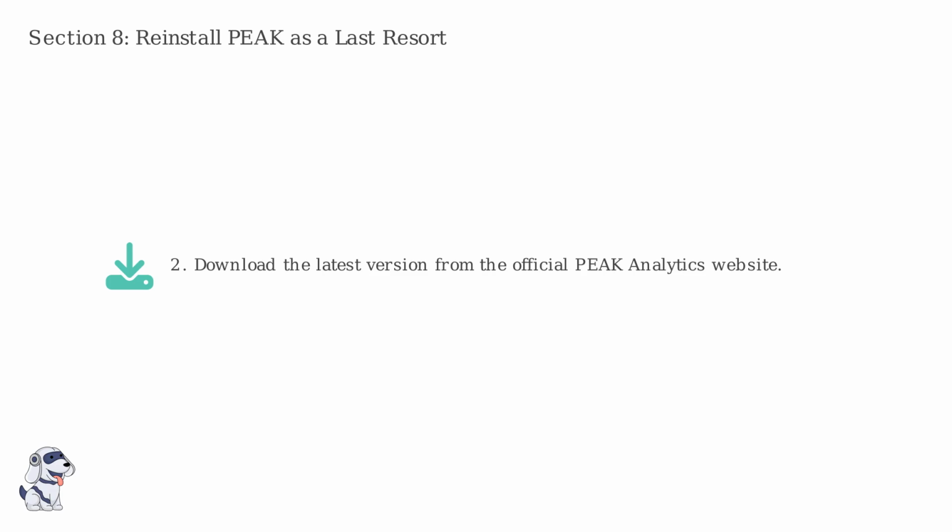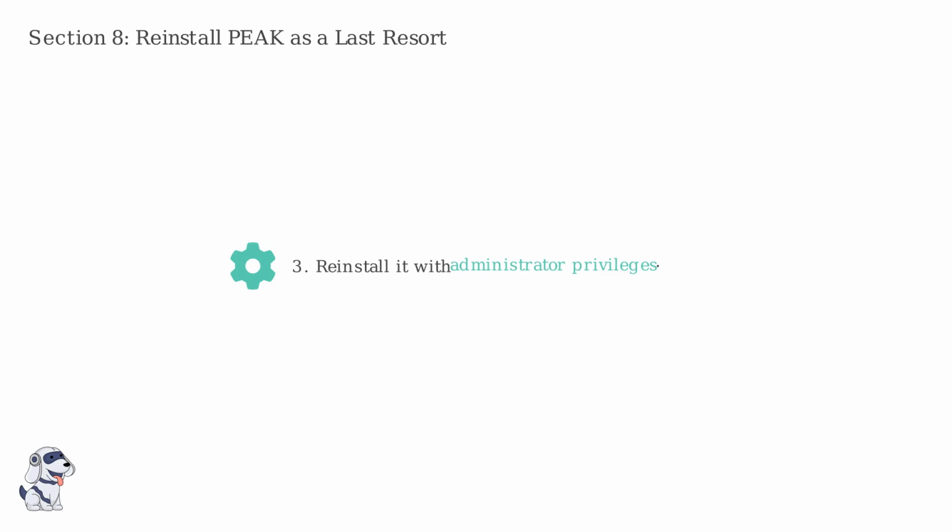If all previous steps have failed, consider a clean reinstall of Peak as a last resort. First, uninstall Peak completely from your system to remove any corrupted files. Next, download the latest version directly from the official Peak Analytics website. Then, reinstall the software, ensuring you have administrator privileges during the installation process. This clean reinstall can fix issues caused by corrupted installation files. If the black screen issue continues after reinstallation, contact Peak support for further assistance.